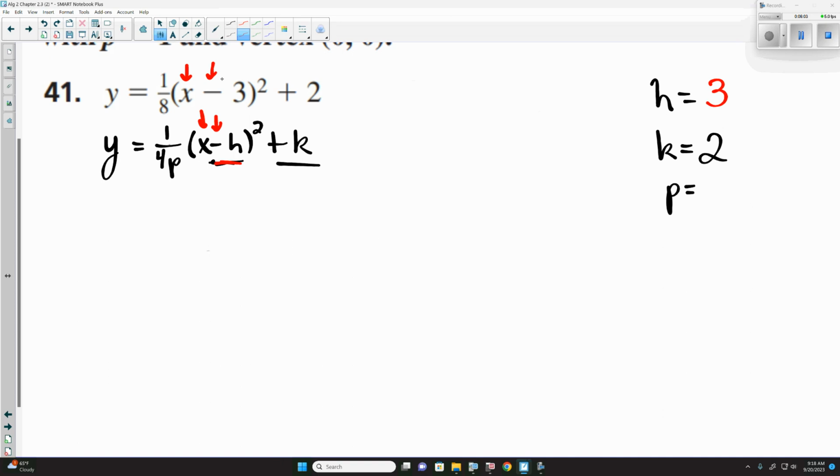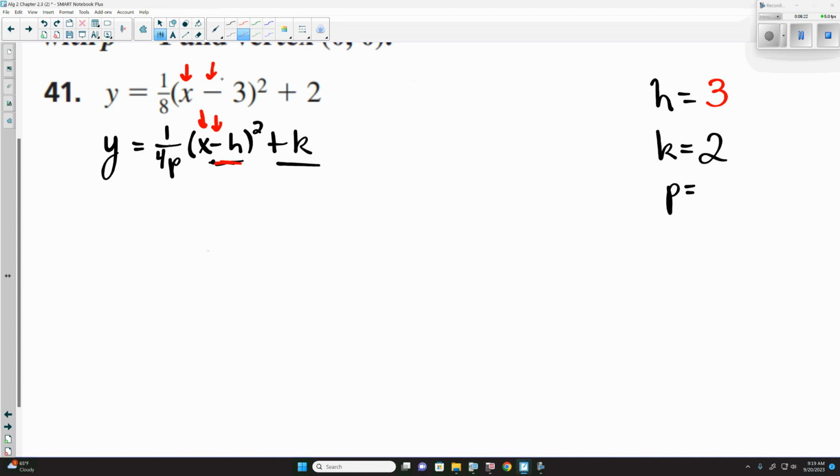So we have h and k, yes? Now, on all the previous ones, we had to do something to find the value of p, yes? We had to plug it in an equation. We either had h plus p, or k plus p, or h minus p, or k minus p, and we had to set it equal to a value and then solve.